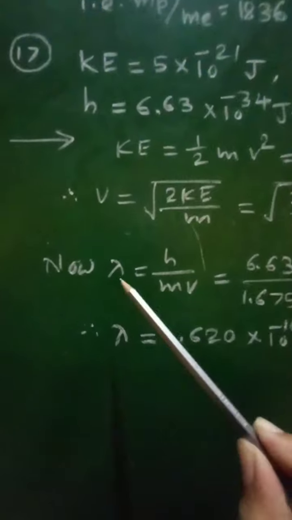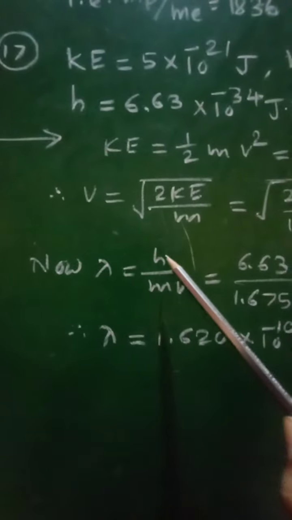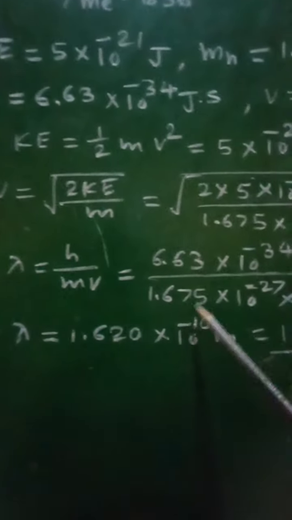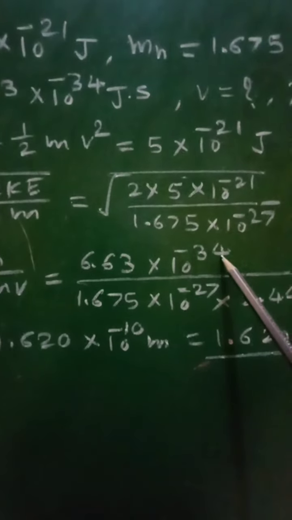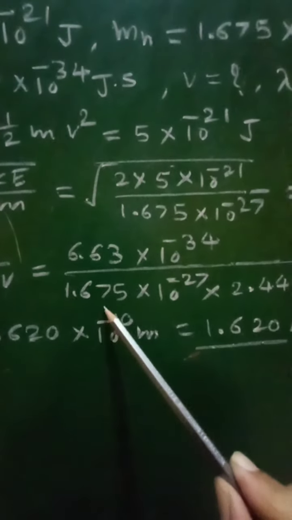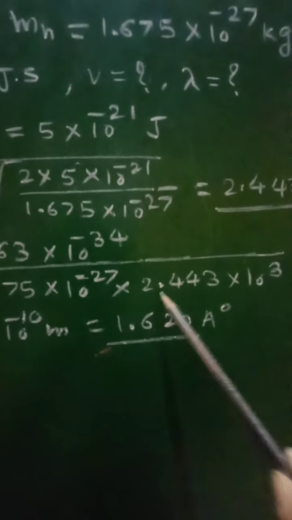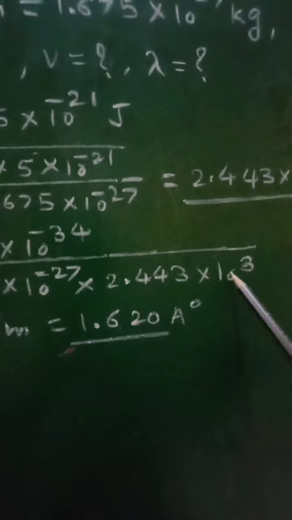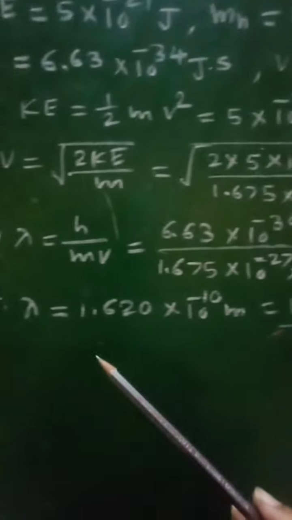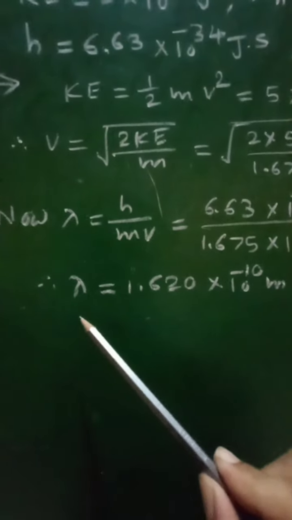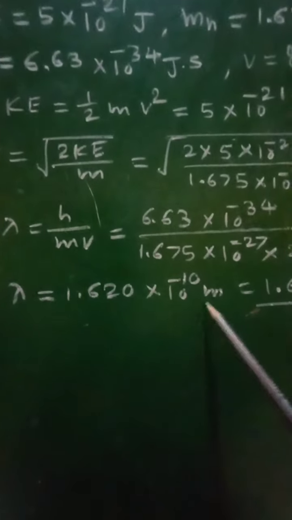Now lambda is equal to h upon m v, that is de Broglie wavelength. Putting the values, we will get 6.63 into 10 raised to minus 34 divided by 1.675 into 10 raised to minus 27 into 2.443 into 10 raised to 3. If we simplify this, then de Broglie wavelength we will find as lambda is equal to 1.620 into 10 raised to minus 10 meter.